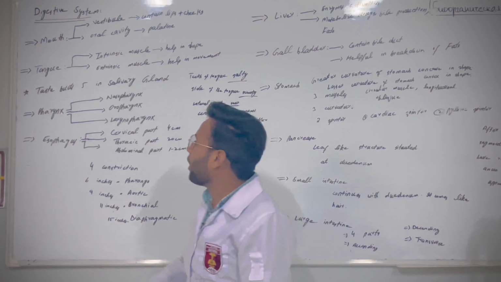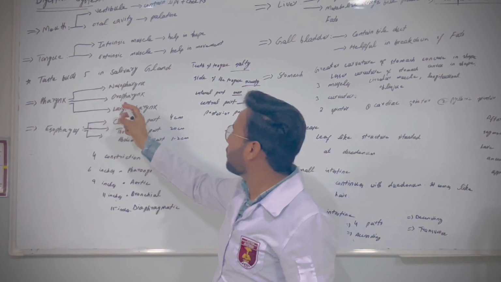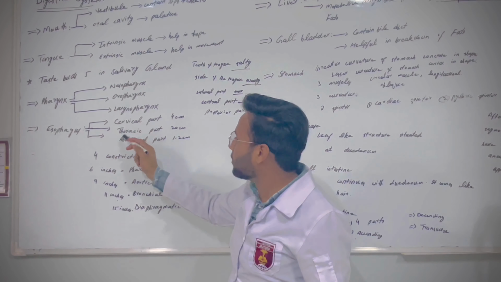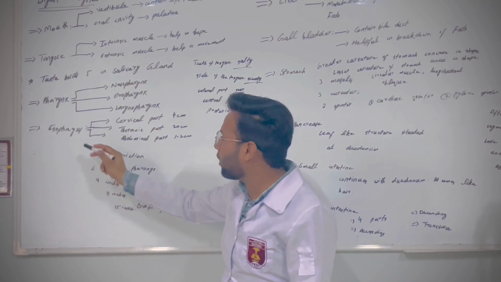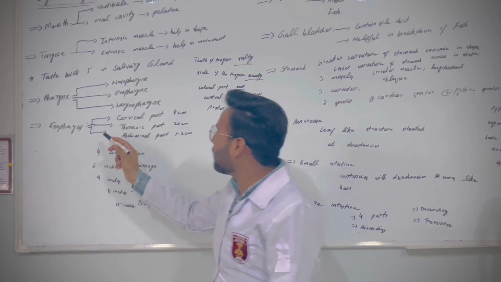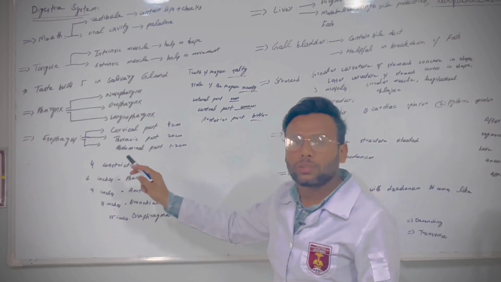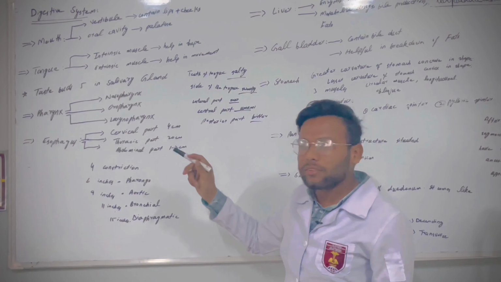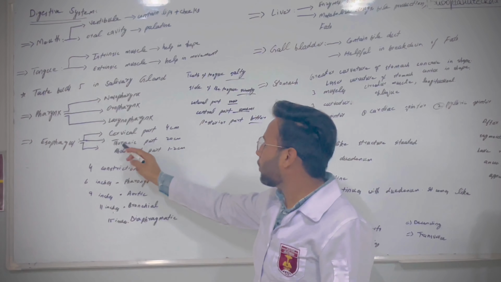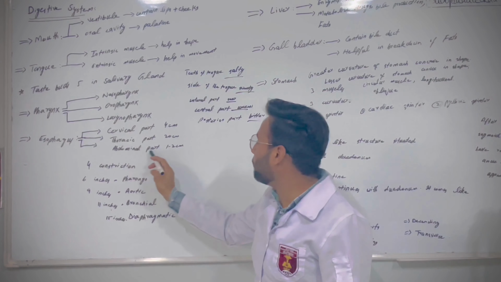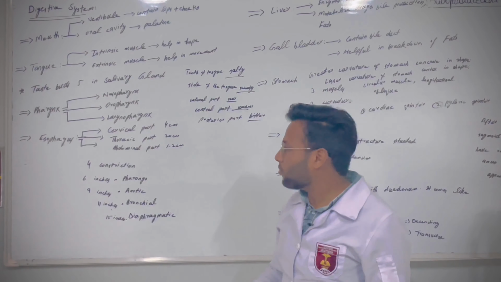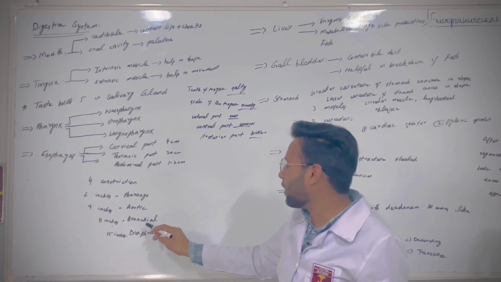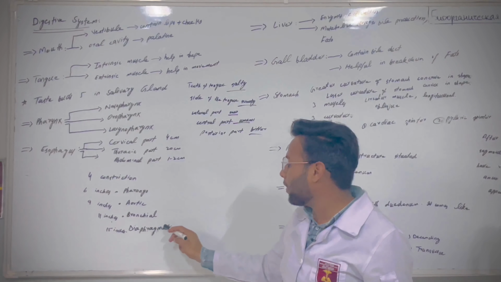Now we talk about pharynx. Pharynx is made of three parts: nasopharynx, oropharynx, and laryngopharynx. Now we talk about esophagus. It has three parts: cervical part, thoracic part, abdominal part. Cervical part is 4 cm long, thoracic part 20 cm, and abdominal part 1 to 2 cm. It has 4 constrictions: pharyngeal constriction, aortic constriction, bronchial constriction, and diaphragmatic constriction.